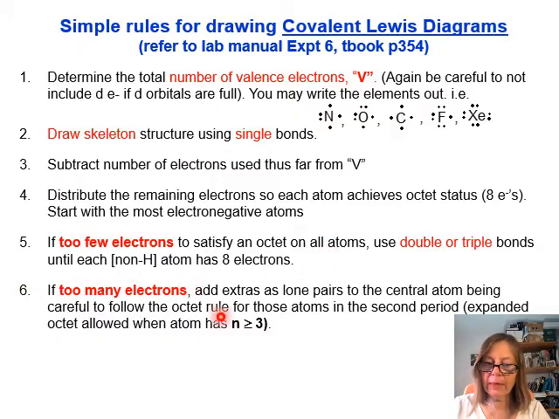If we have too many electrons, then we add extra electrons as lone pairs to the central atom, being careful that the elements in the second period have to follow the octet rule. Elements in the third period and beyond can have more than 8 electrons and do not have to follow the octet rule because we have accessible to us the empty d orbitals.